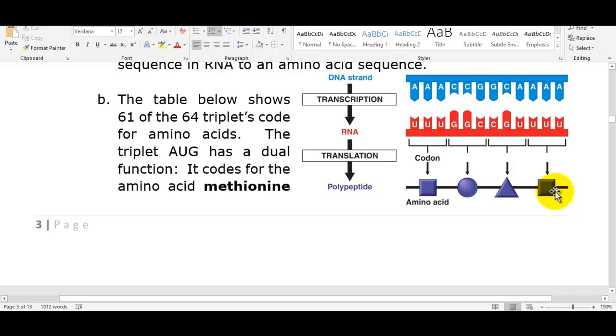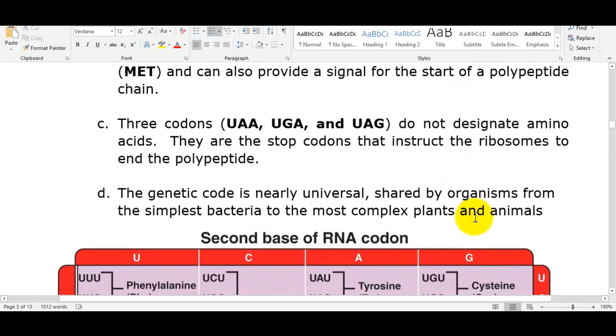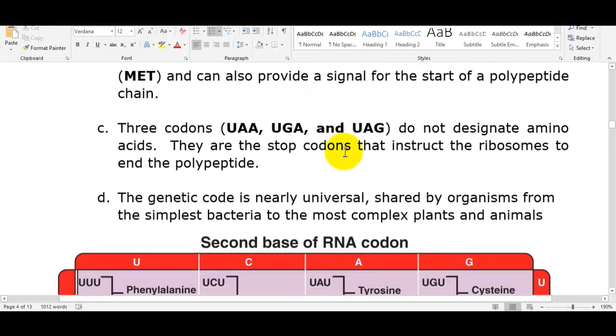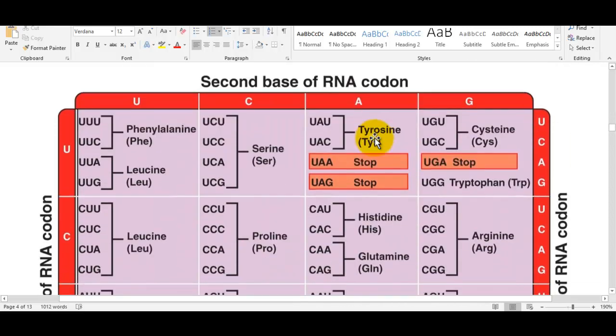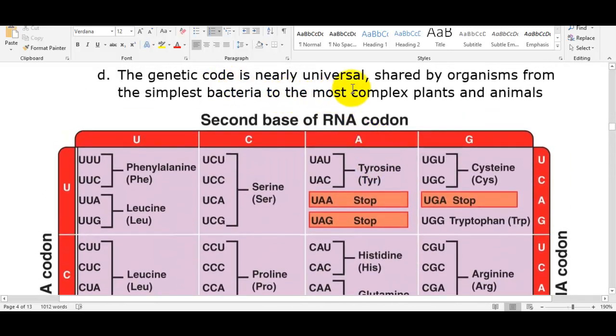Hemoglobin is a protein found in red blood cells that transports oxygen, and it also transports carbon dioxide, but mostly oxygen is what you hear about. It is a combination of 256 amino acids. We only have four right here. So to make hemoglobin, you have to have the genetic code to fill in 256 amino acids. Yeah, MET is called a start codon. These are stop codons. It says the genetic code is universal, nearly universal, shared by organisms from the simplest bacteria to the most complex plants and animals.